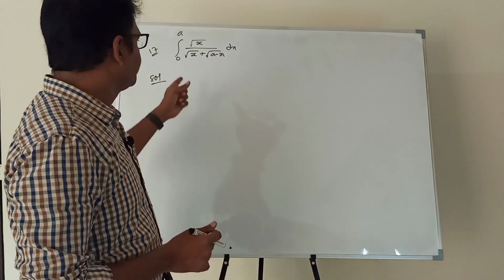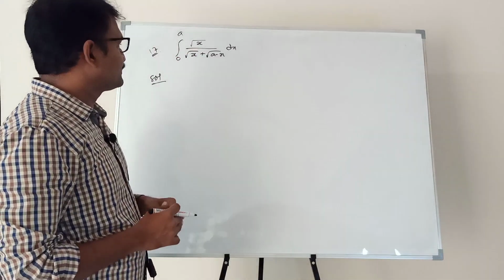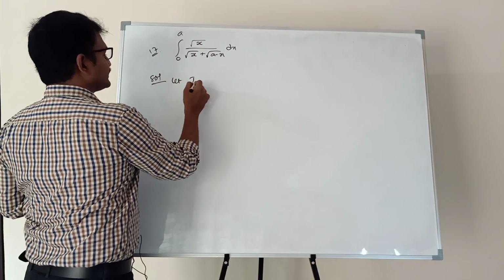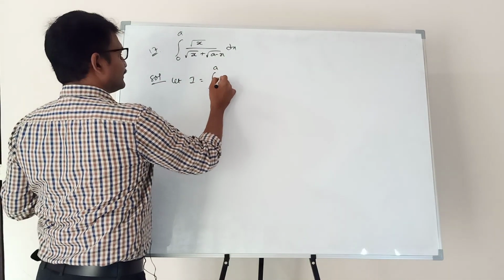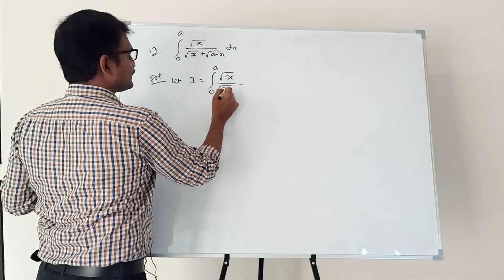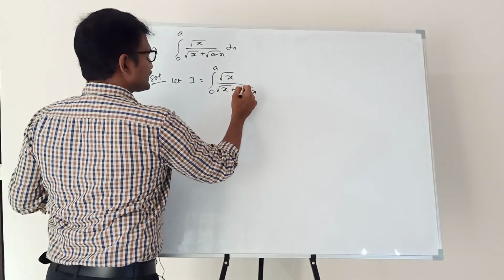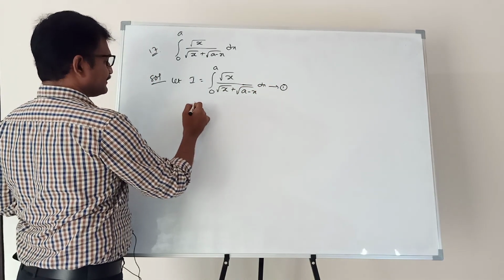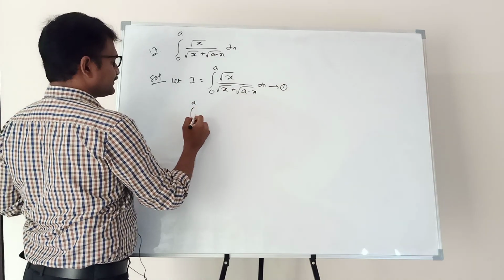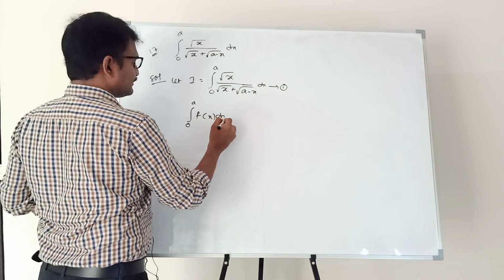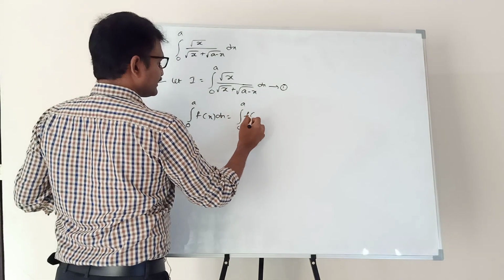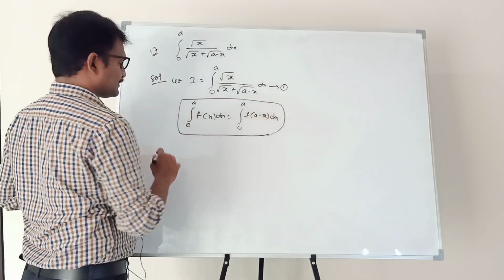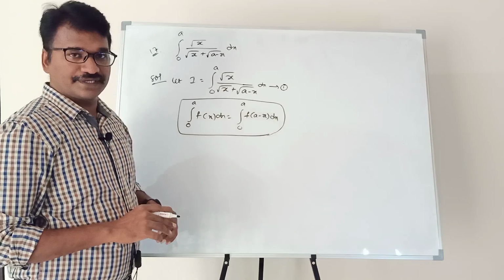Next, 17th problem, integration of 0 to a root x by root x plus root of a minus x dx. Let the given problem be integral 0 to a root x by root x plus root of a minus x dx. Let this be equation number 1. So according to property number 5, integration of 0 to a f of x dx is equal to integration of 0 to a f of a minus x dx.